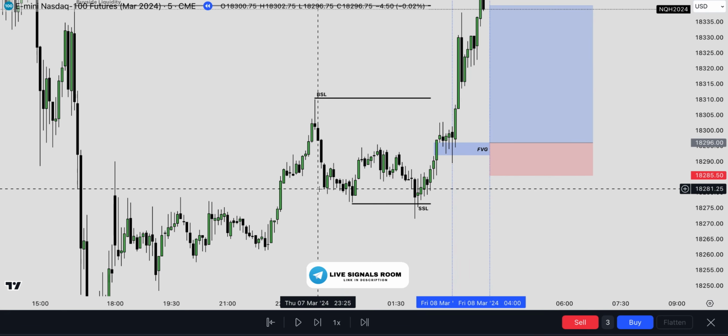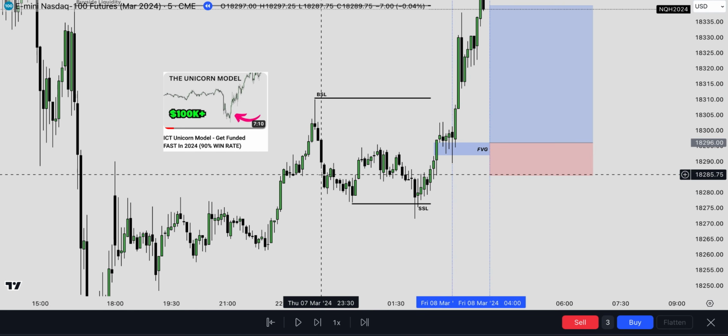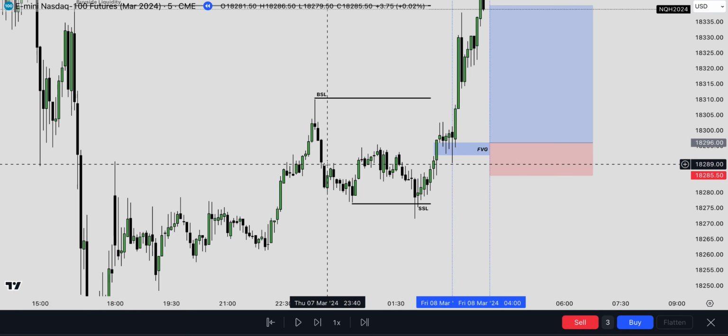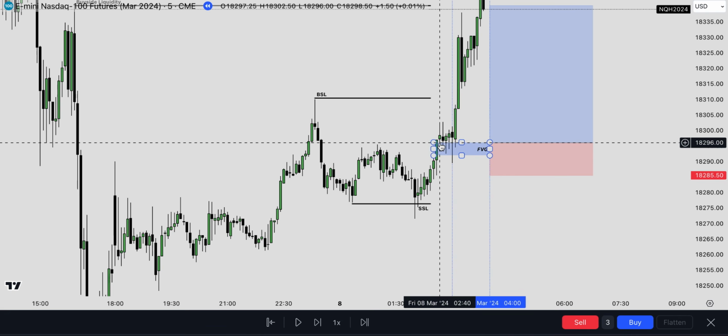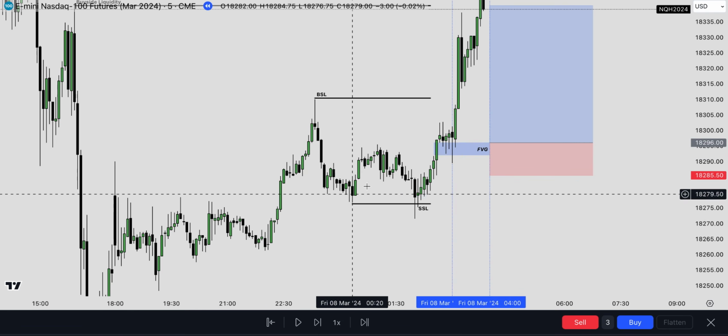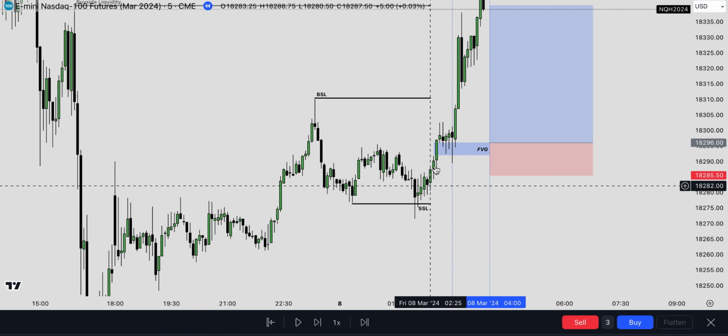So if you guys don't know what that is, I've actually made a short video on it. It's on my channel. It's called the unicorn model. If you look, I'm sure you'll be able to find it. But pretty much what it is, it's a breaker block paired with a fair value gap, right? So it's two PD arrays, and that's what makes it such high probability. So what it is, a low, a high, a lower low, and a higher high, okay?